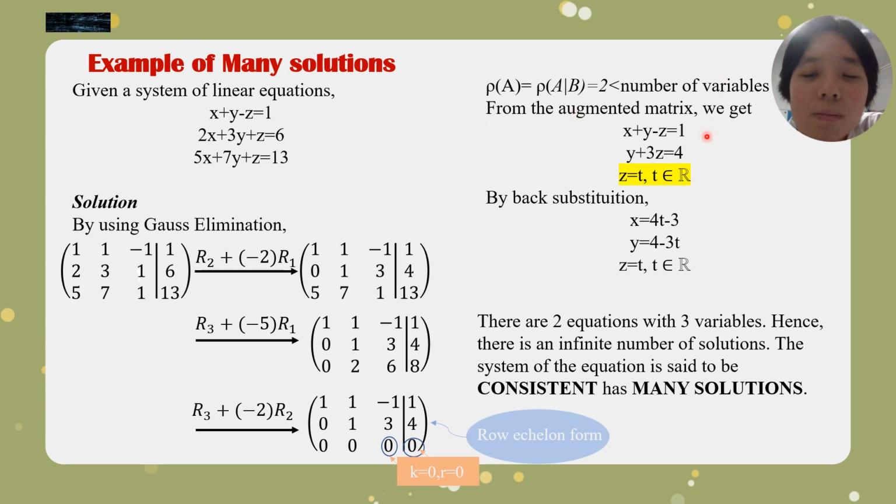And from the augmented matrix, by letting z equals to t, t belongs to a real number, we can substitute z equals to t into the augmented matrix equation. And hence, we can get the values for x and y. And there are 2 equations with 3 variables, hence there is an infinite number of solutions. The system of equation is said to be consistent and has many solutions.